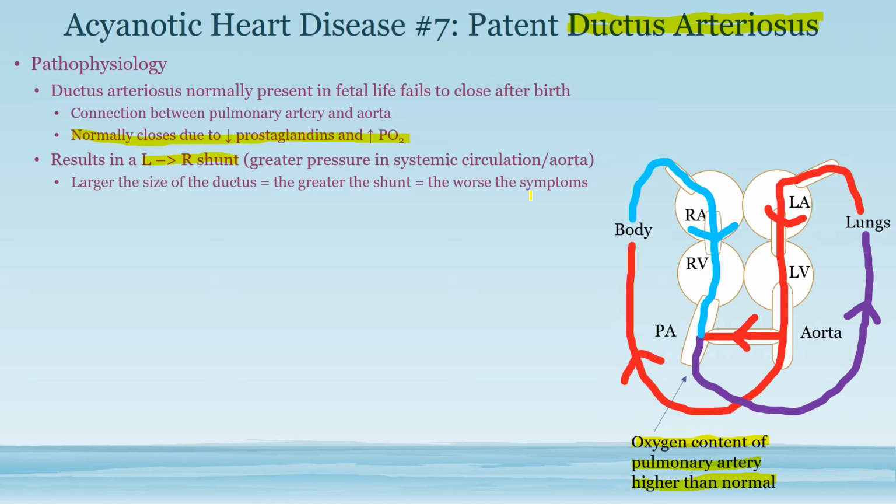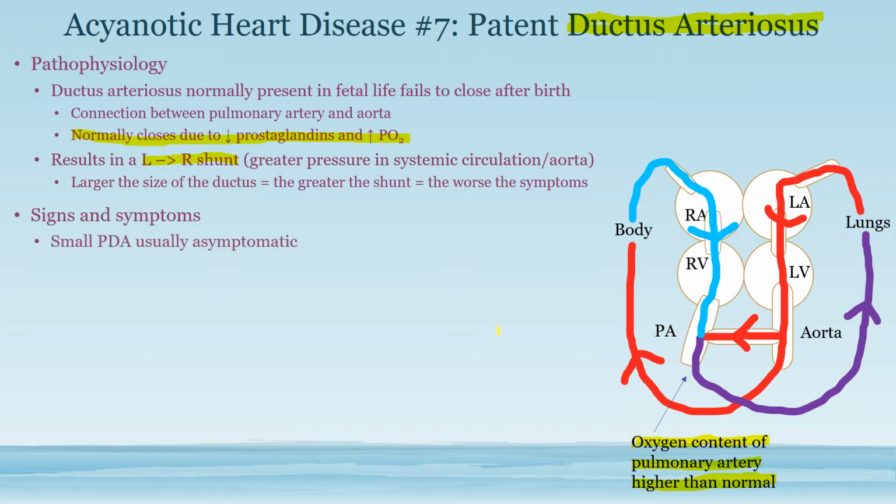The larger the size of the ductus, the greater the shunt and the worse the symptoms. So if you have a larger ductus, more blood will go from the aorta to the pulmonary artery, because what is a lower pressure system? The aorta or the pulmonary artery? Definitely the pulmonary artery. So more blood will go this way on the left to right shunt.